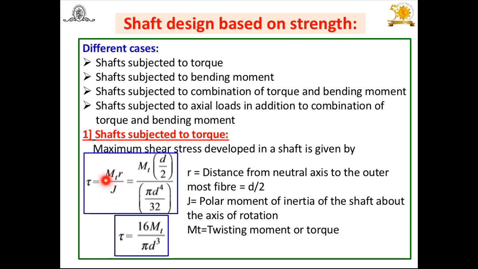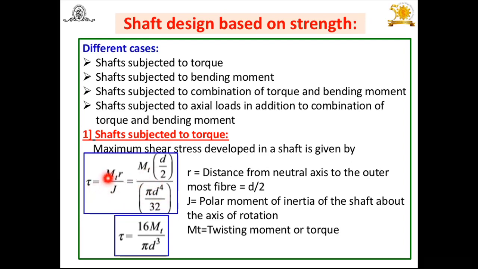MT is the twisting moment. R is the distance, the shaft being circular, from the center, that is from the neutral axis to the outermost fiber, which is D by 2. Substitute R is equal to D by 2. J means the polar moment of inertia of the shaft about the axis of rotation, and its value is pi by 32 into D raised to 4. This is for a circular cross section.